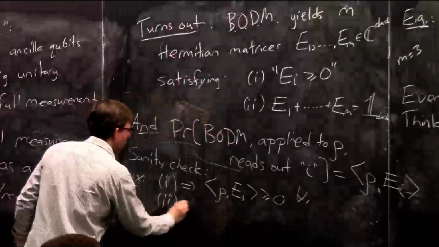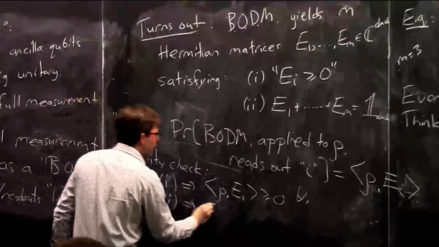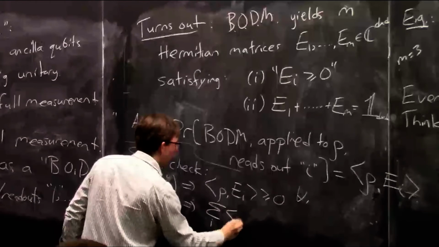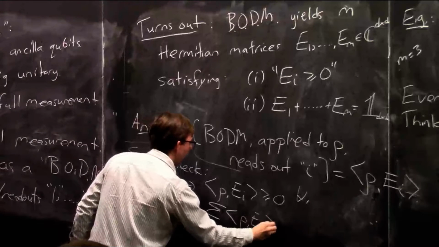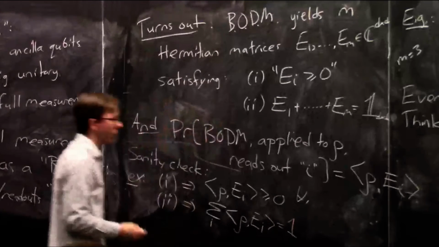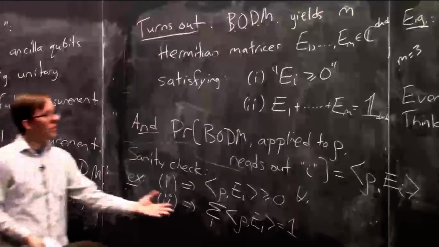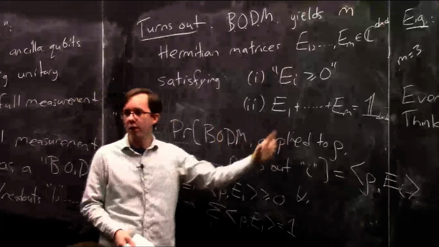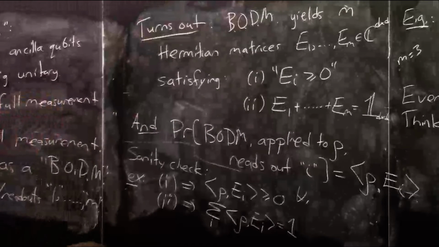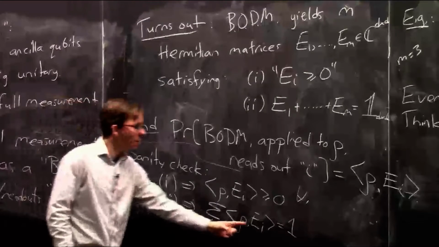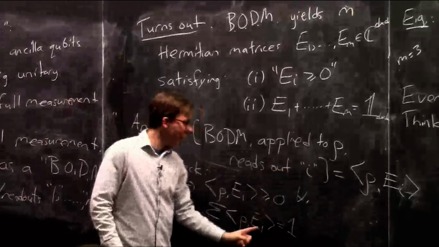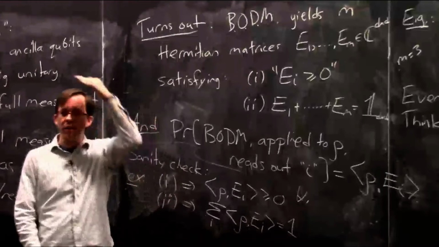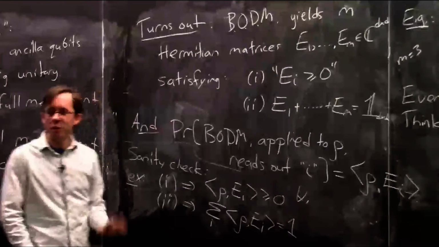And also, property 2 implies that the sum of these supposed probabilities is 1, which is consistent with the statement that exactly one of these events always occurs. Basically, you can already see it: put this sum in here, and it becomes the identity matrix. You're doing the matrix inner product of rho with the identity matrix, which is the sum of the diagonal entries of rho, which is 1.